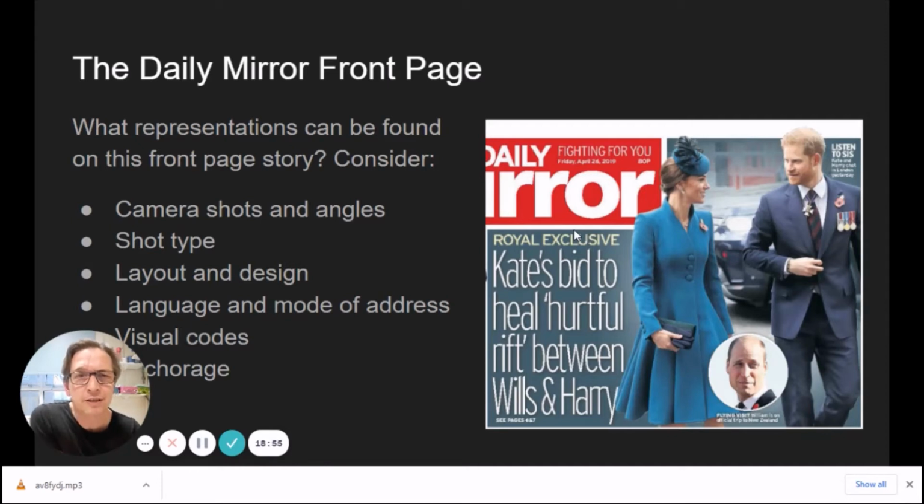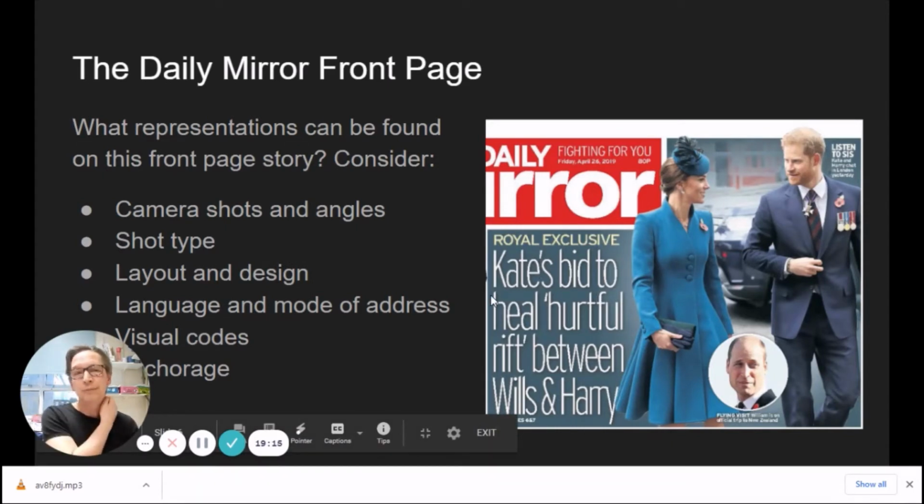The fact that it's an exclusive gives the impression that the Daily Mirror has this story that nobody else has. So if you want to find out what's happening with the royal family's secrets, you're going to have to buy the Daily Mirror. Could be the best 80p you've ever spent. Here, we've got the headline: Kate's bids to heal hurtful rift between Wills and Harry.